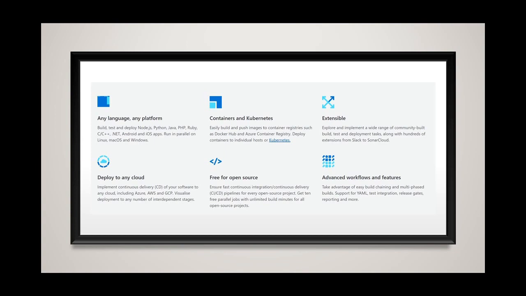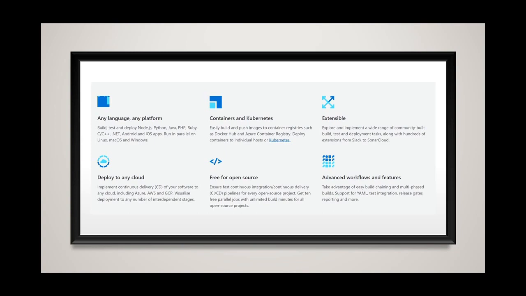The next one is free for open source. This is a really good thing I like, because if your project is an open source project, in Azure DevOps you get 10 free parallel jobs with unlimited build minutes for all open source projects.